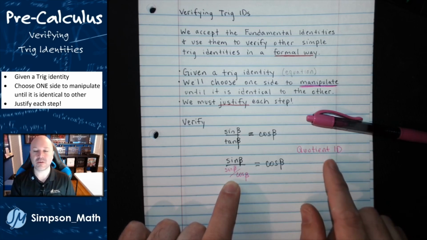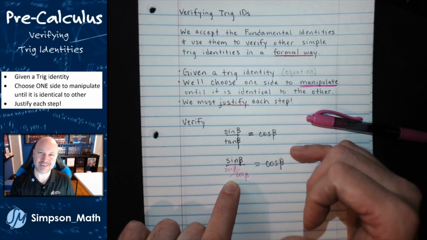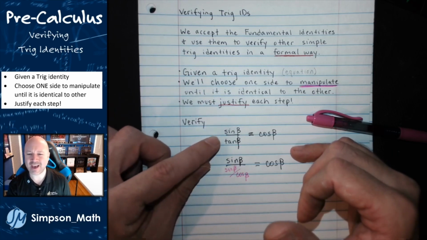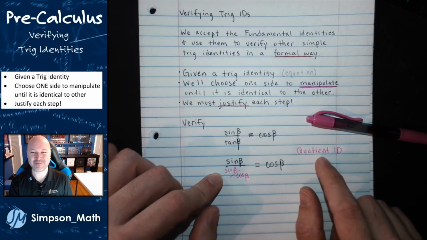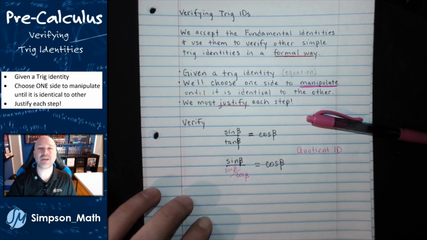Or you could think of it as, could you follow it? You are your own peer. So if you write down a proof, you sleep, and the next day you're reading it and you ask yourself, how did I get from here to here, and you don't know, then your justification wasn't good enough. All right, so here I've justified though. The quotient ID allows me to rewrite tangent as sine over cosine.